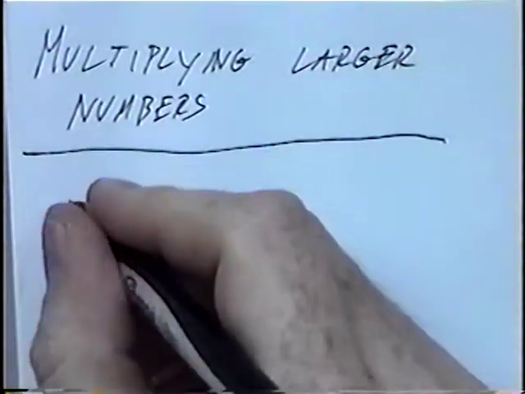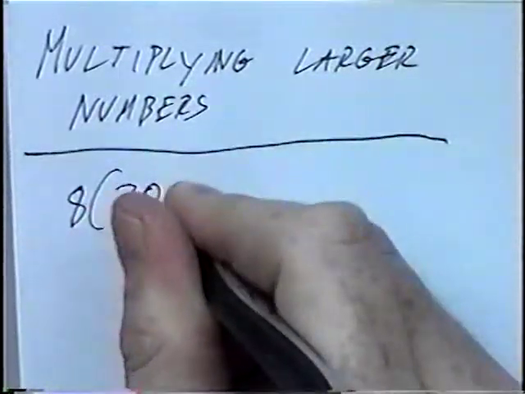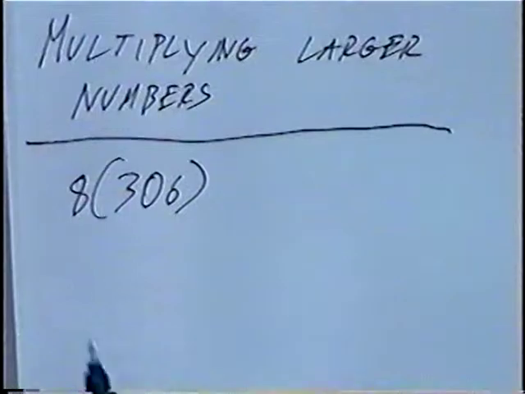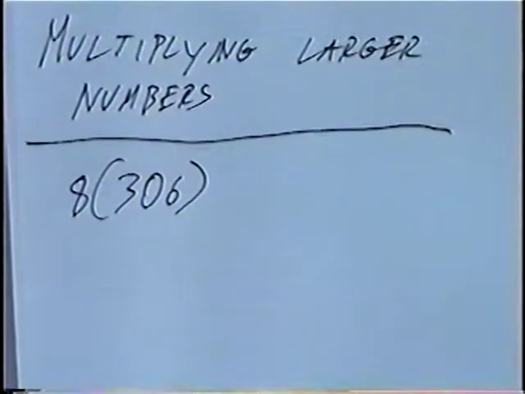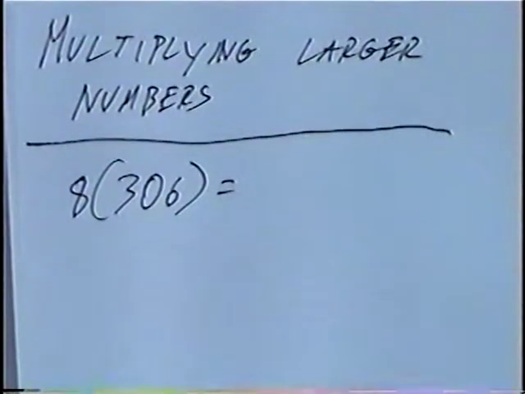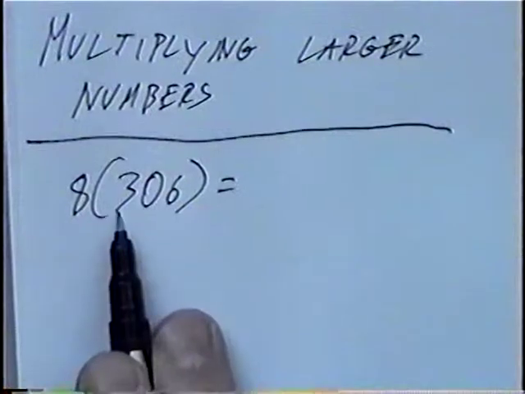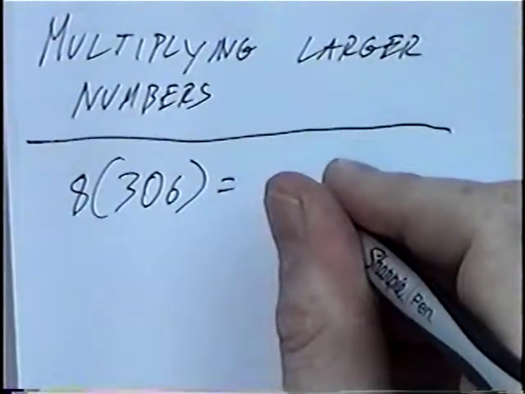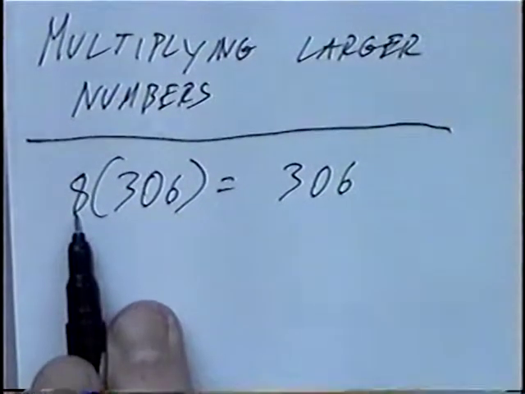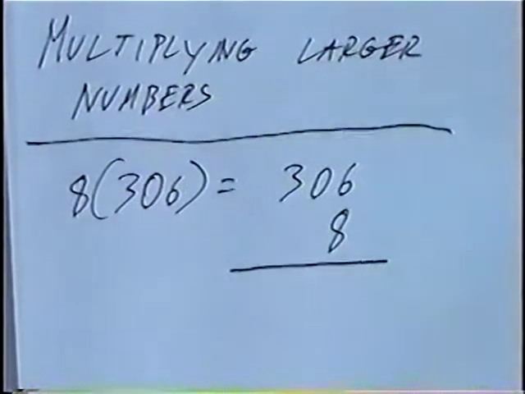The first problem is 8, and in parentheses, 306. So the first problem, we're multiplying 8 times 306. To multiply larger numbers, or 2 and 3-digit numbers, the best way is to take the longer number first. 306 has 3 digits, so we'll write that number first. And the number with fewer digits, 8, we'll put that underneath 306.